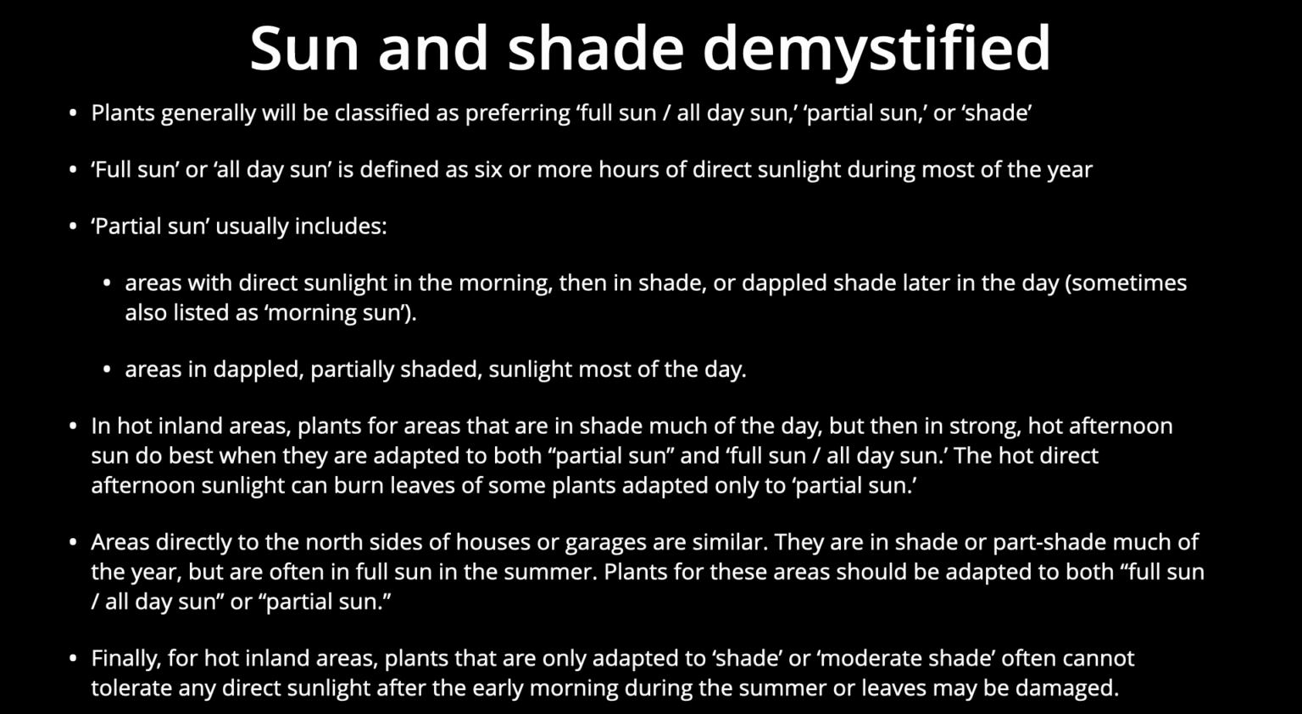In hot inland areas, plants for areas that are in shade much of the day, but then are in strong hot afternoon sun, are going to be best when they are adapted to both partial sun and full or all-day sun, because that afternoon sunlight is so intense. They need to be able to take that hot, intense sunlight in the afternoon.